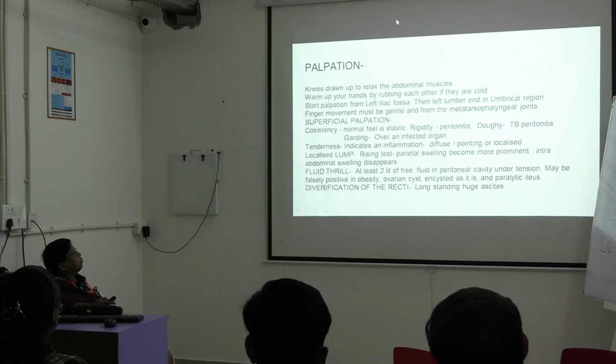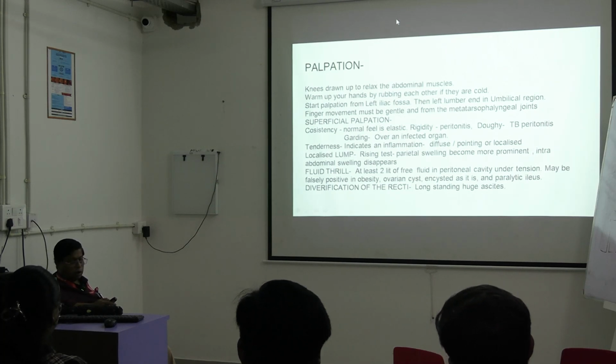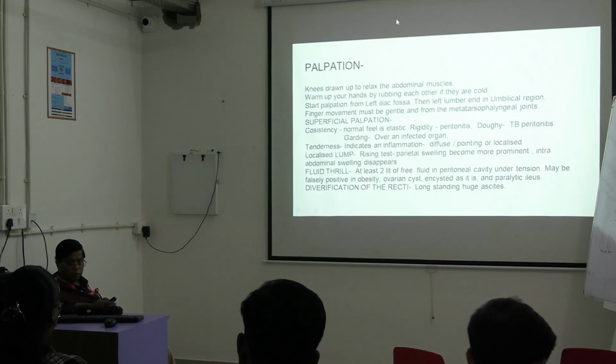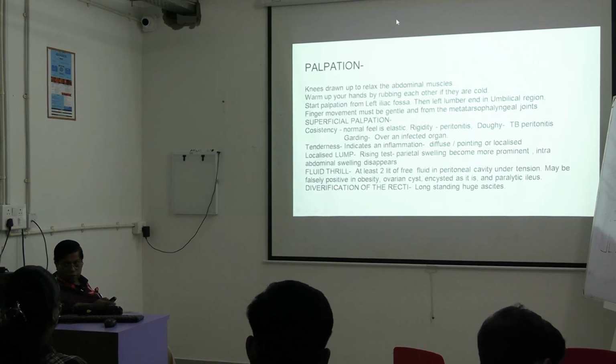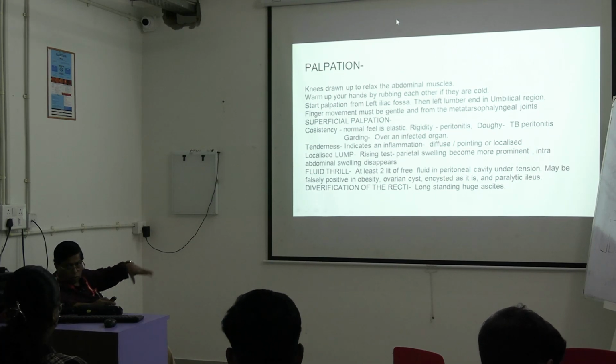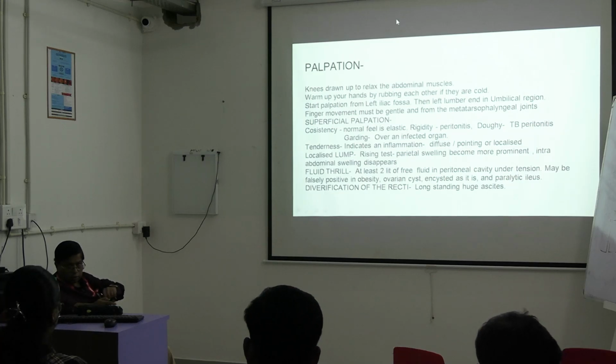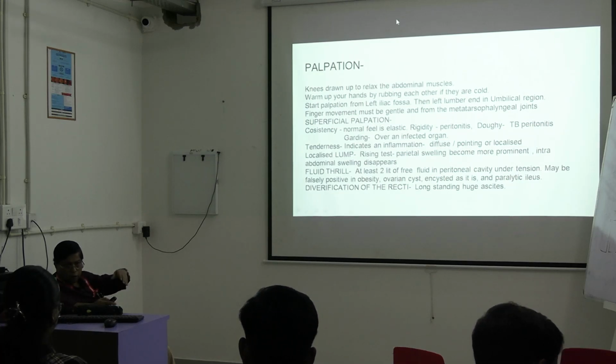And guarding over an infected organ, muscle guard. When it is generalized, we call this rigidity. When there is appendicitis, you have seen that if you put a hand over it, there is a muscle guard. We call it a muscle guard, not rigidity. Rigidity is a term used when the whole abdomen is involved. And for the localized organ in appendicitis, if you push there, there is a muscle guard. Similar guard may be found in acute cholecystitis also, over the organ.